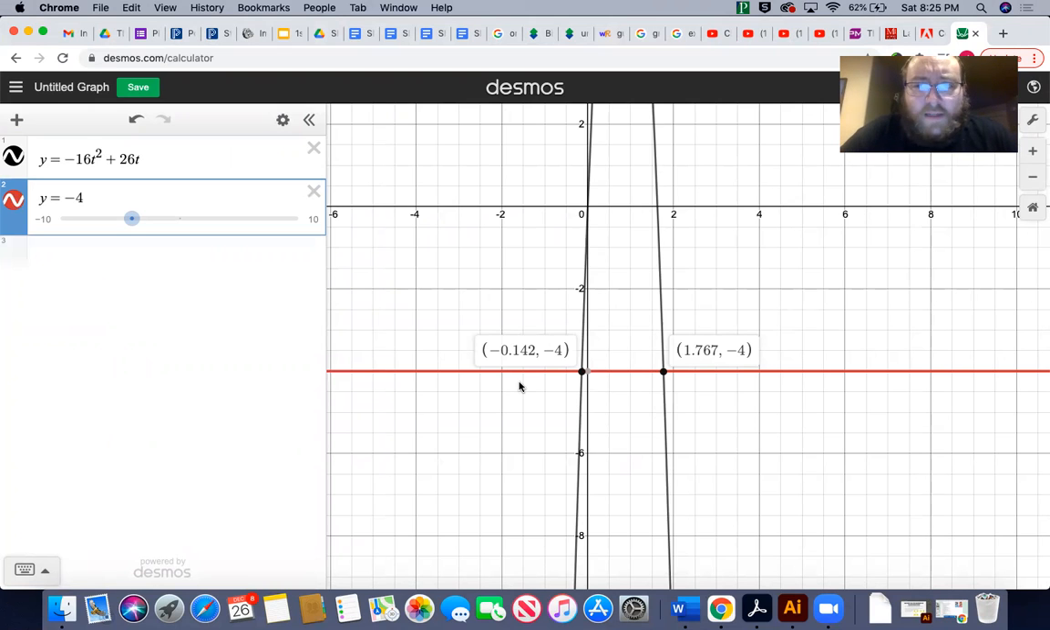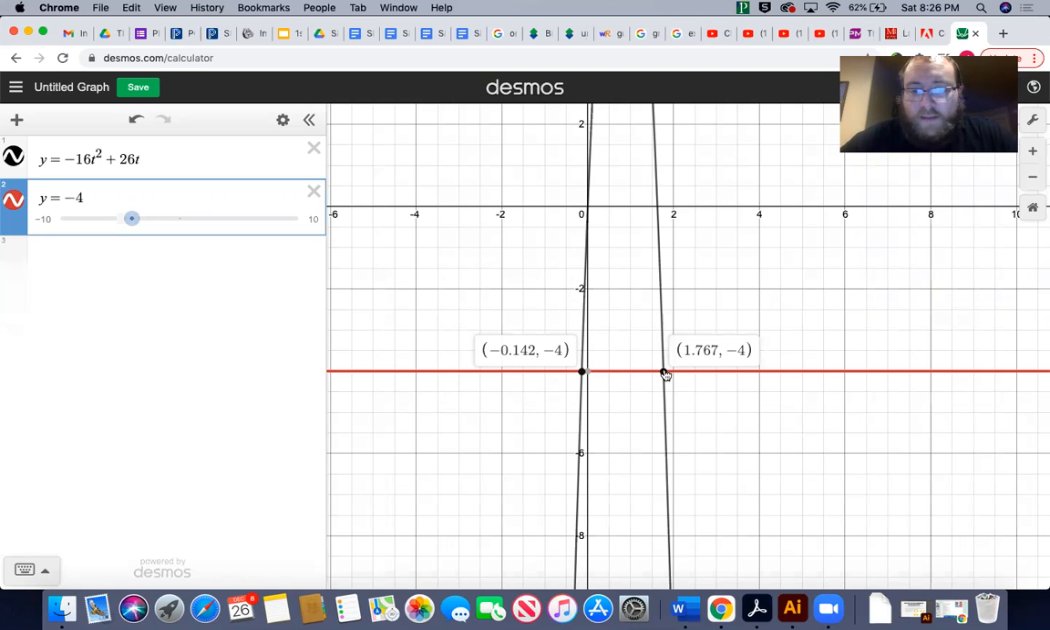Now, one of these doesn't make sense. Negative seconds don't make sense, right? Because we can't travel back in time. Now, you could think of it abstractly and say, well, it's coming up. Right here, it's coming up to jump out of the water. So about 0.14 seconds before it jumps out of the water, it's at negative 4 feet. But if we're not looking at it abstractly, if we're just looking at it plain, straight up, like we are right here, this doesn't make sense, the negative seconds.